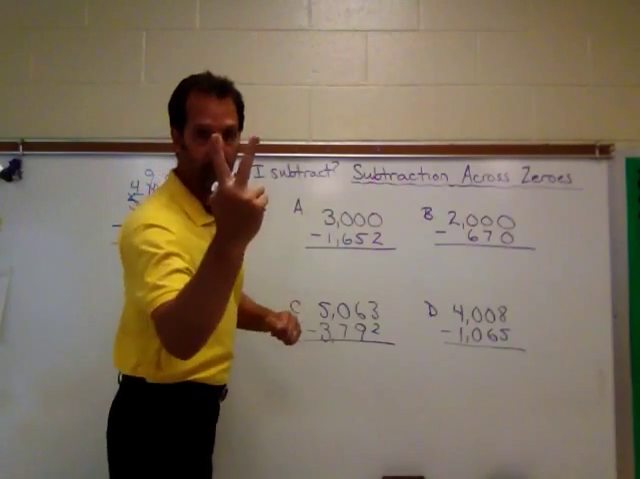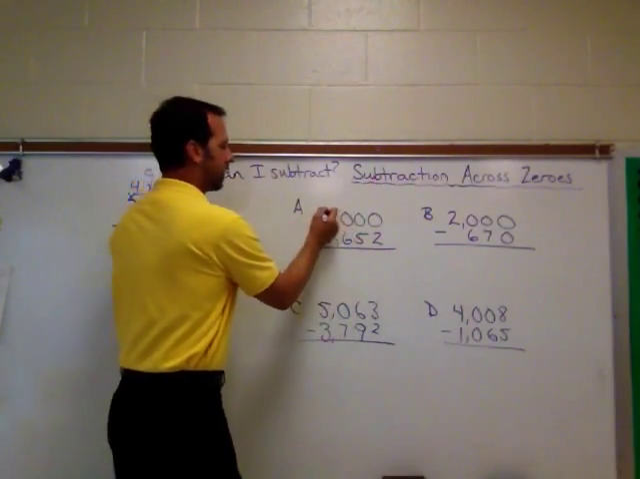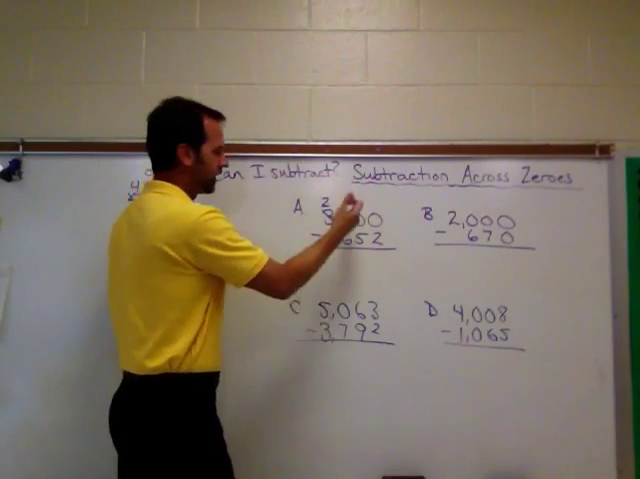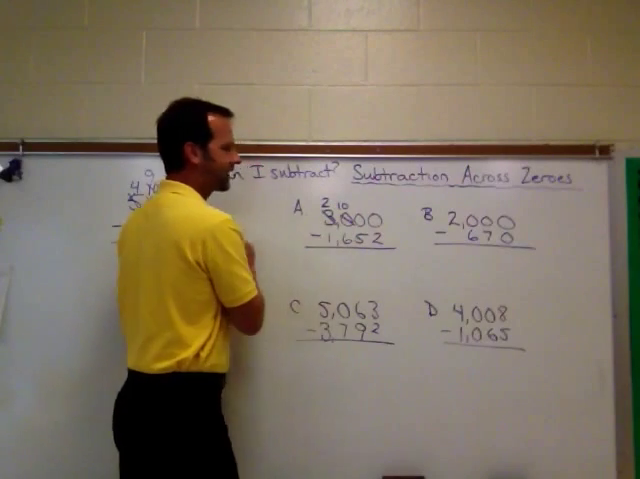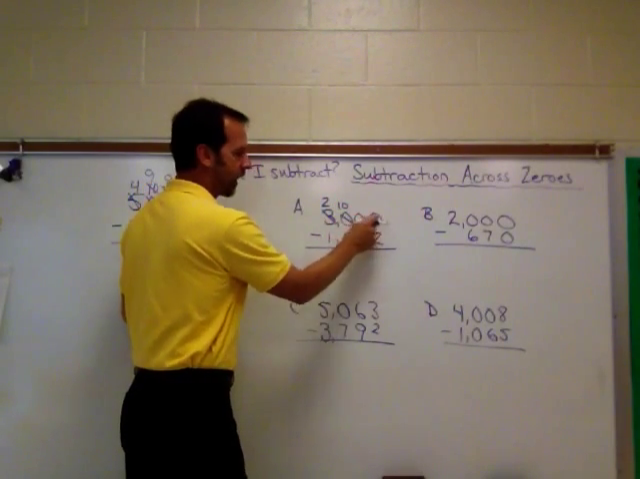So remember, we change two places at a time. First place smaller, next place larger. Borrow from the 3, that gets smaller, it's 2. The 0 gets larger, it's 10. Okay? I still have no 10s, still have no 1s.